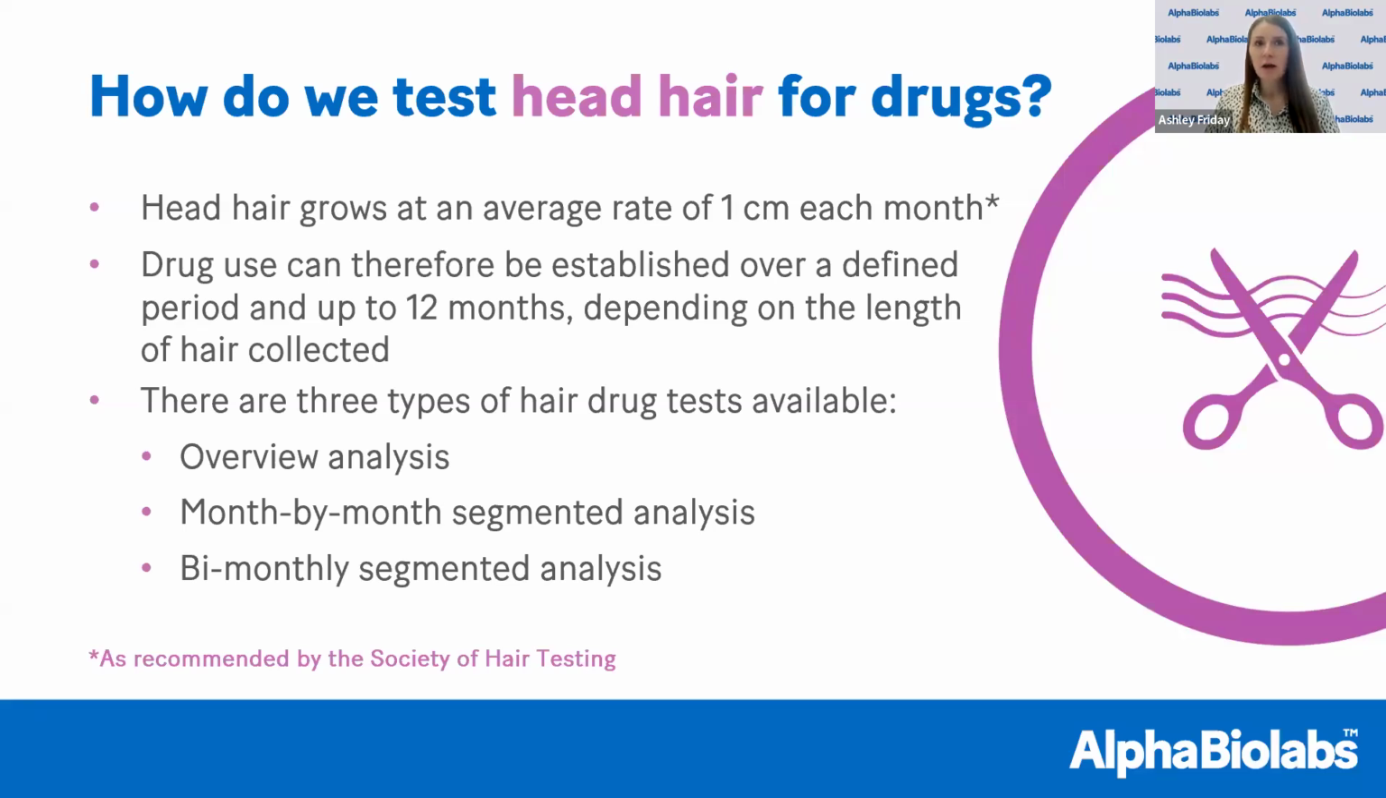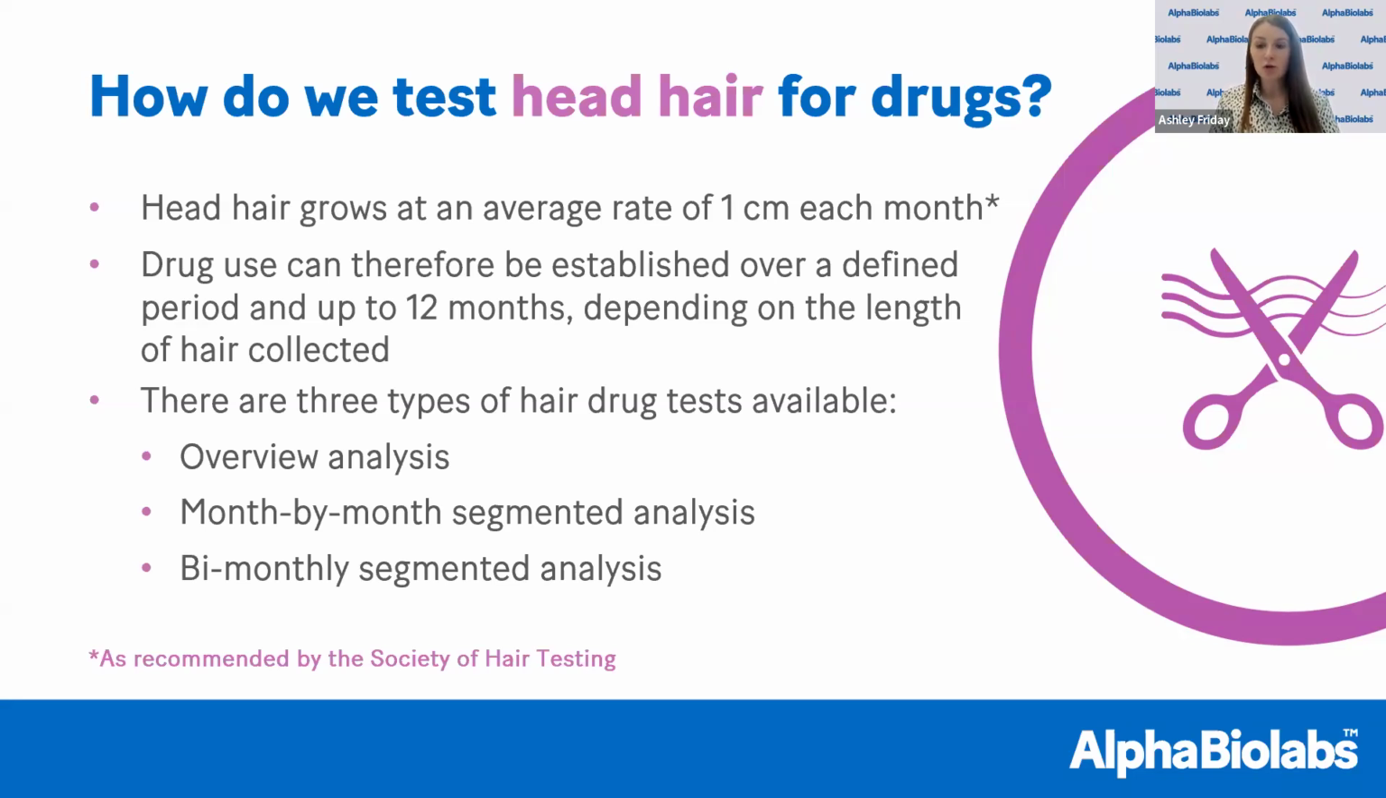Drug testing is looking for users that have repetitively used over a period of time. It's not looking at one-off drug use, it is looking at regular drug users. And in order to look at patterns and trends, you get options about how you want your report to be written out. You can opt for an overview of the analysis, you can do month-by-month analysis, or you can do bi-monthly analysis. The options available to you are based on whether your client has sufficient head hair for the testing, so enough length of head hair, and that will dictate what timeframes can be applied.